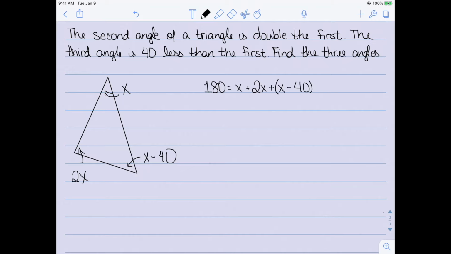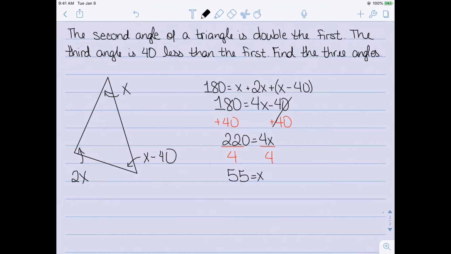So we have 180 is equal to x, the first angle, plus 2x, the second angle, plus x minus 40, the third angle. We can combine like terms. In particular, on the right-hand side, I have an x, a 2x, and an x. So that gives us that 180 is equal to 4x minus 40. I can add 40 to both sides. And that gives me 220 is equal to 4x. Dividing by 4 gives us that 55 is equal to x.